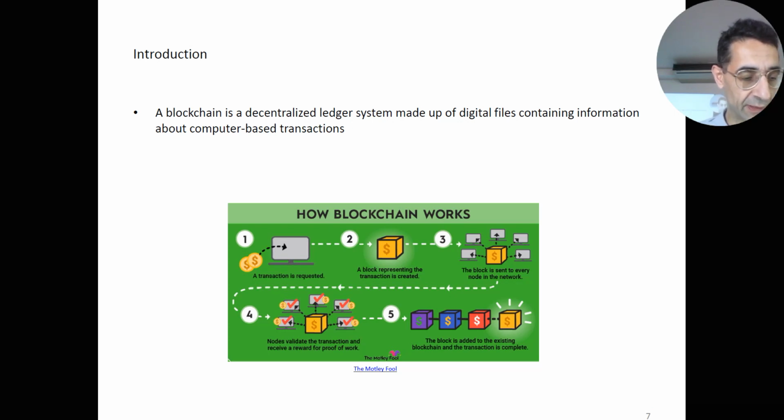A ledger is a digital log for tracking transactions through the network. Each computer on the network has its copy of the blockchain, allowing users to verify transactions quickly and prevent fraud.